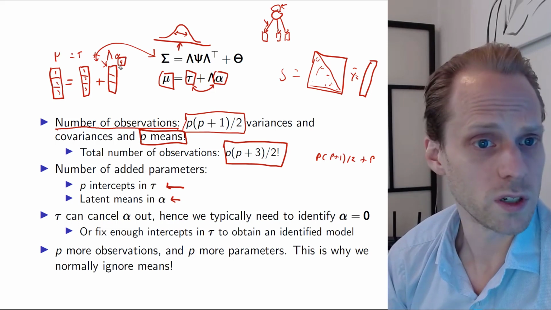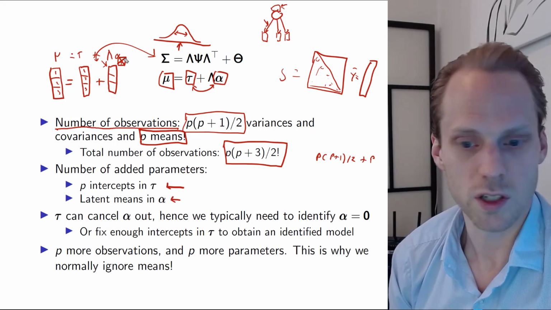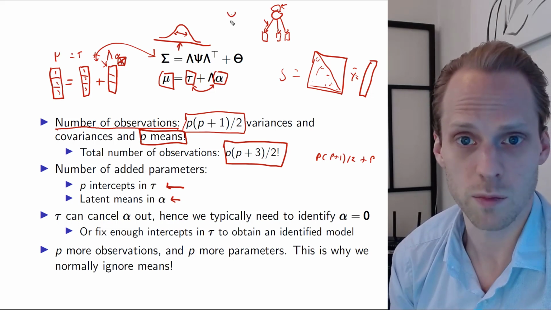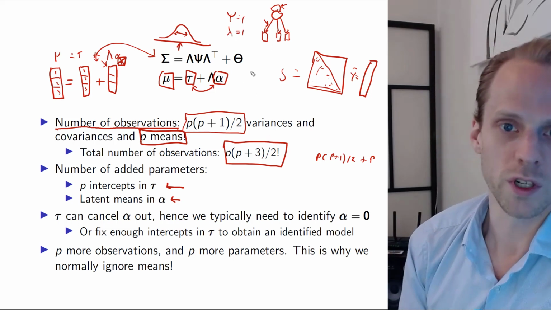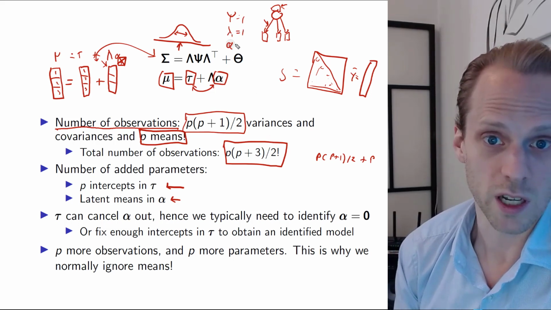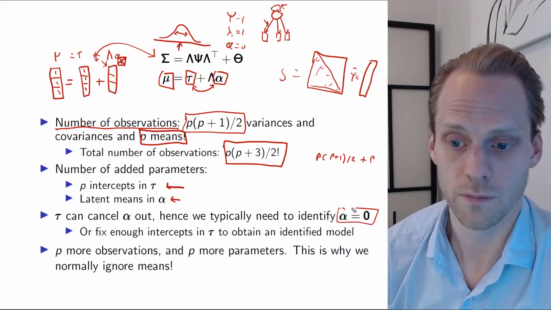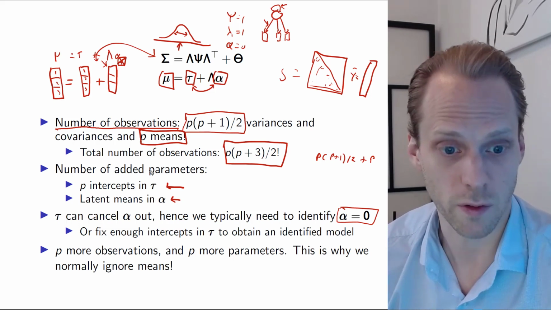So what we do is we actually remove this latent mean. So we need to simply identify this and also put this to an arbitrary value. Just like we said c is 1 or lambda 1 is 1, we also need to identify this latent mean, and we can say alpha equals 0. So then if we set alpha equals 0, we're left with p extra parameters, because we have only this tau.